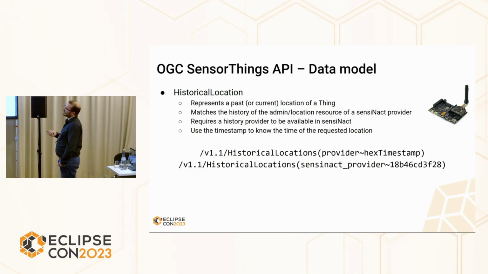You then have historical location, so that's the one that required the SensiNact history. So here you must be able to go back in time and say, I want all the locations of a thing, for example, a tramway, a bus, something like that. And you have to find a way to store them and to access them.